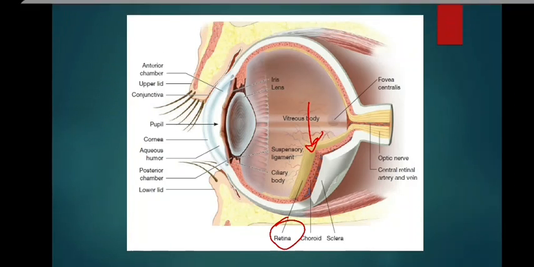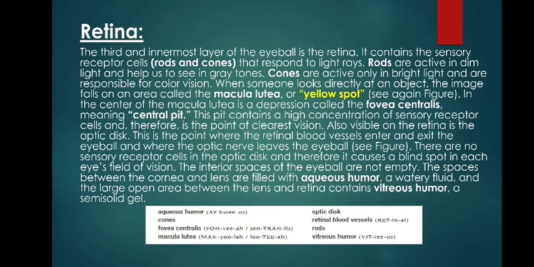What is the function of the retina? It contains the sensory receptor cells, the rods and cones. Rods and cones are the sensory receptors that respond to light. Rods are active in dim light and help us to see in a gray tone. The cones are active only in bright light and are responsible for color vision. So the rods are for the gray tone and the cones are responsible for color vision.